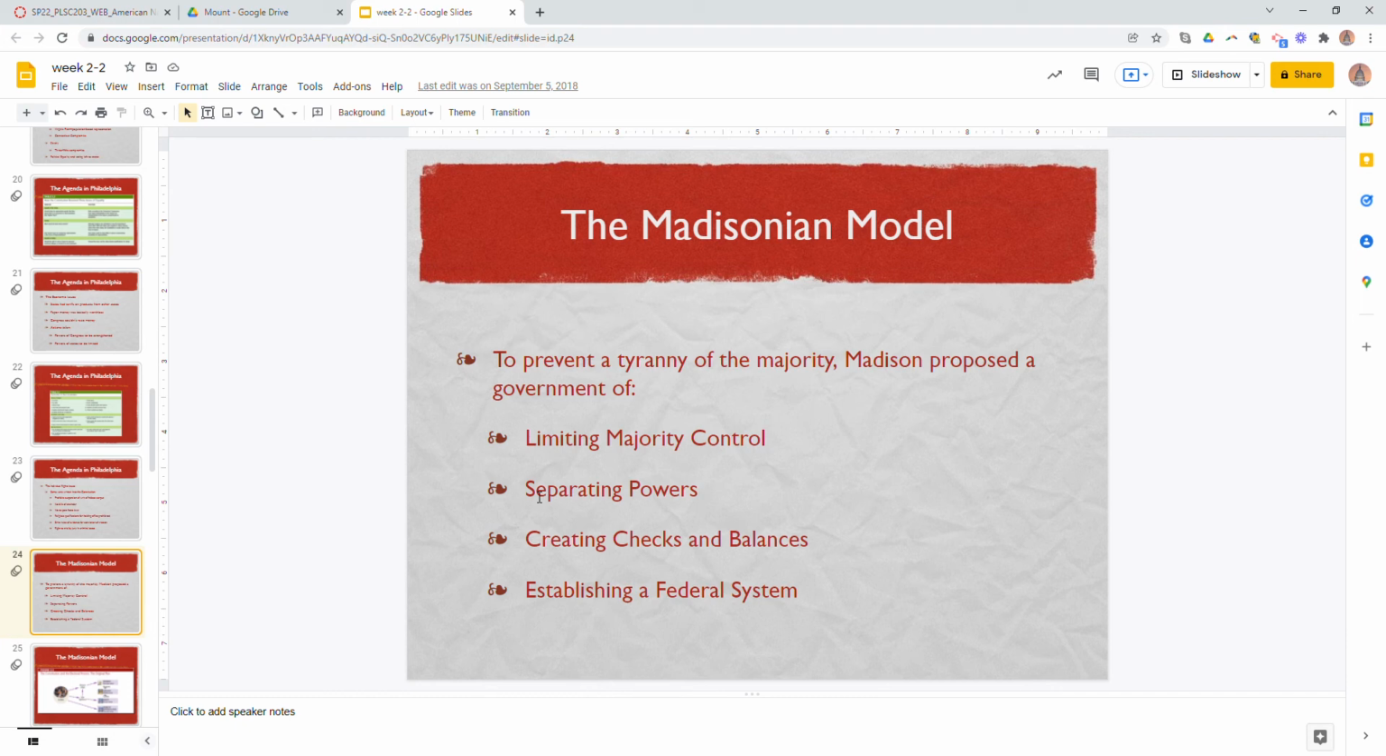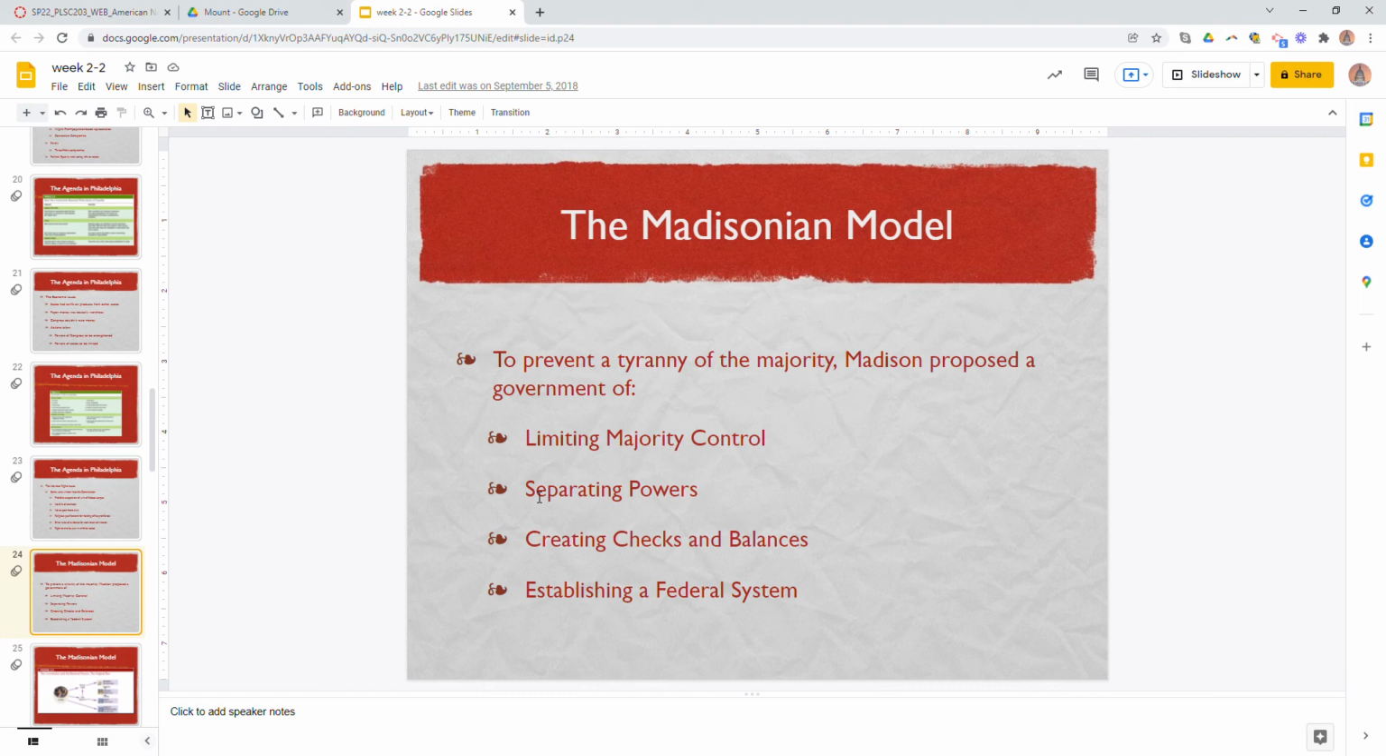So limit majority control. Okay, the other thing is separating the powers of government. We have 3 separate branches with each having a different responsibility. The executive enforces our laws, so that's the president. The legislative creates our laws, which is the Congress. And the judiciary interprets the meaning of the law, which is the Supreme Court, is what we'll be talking most about.